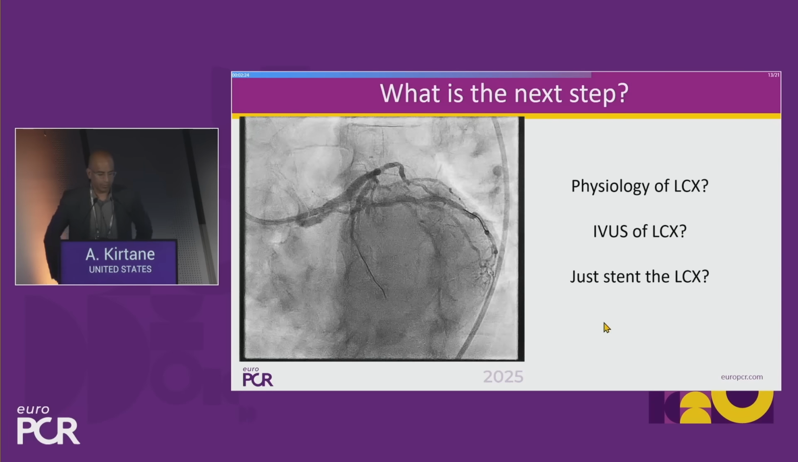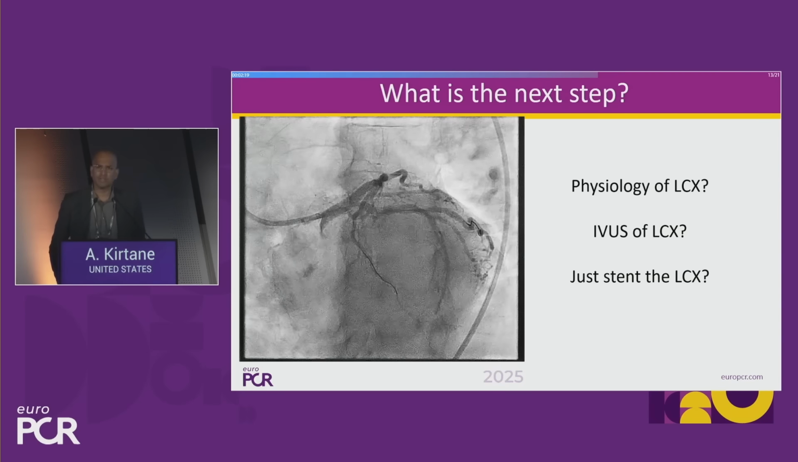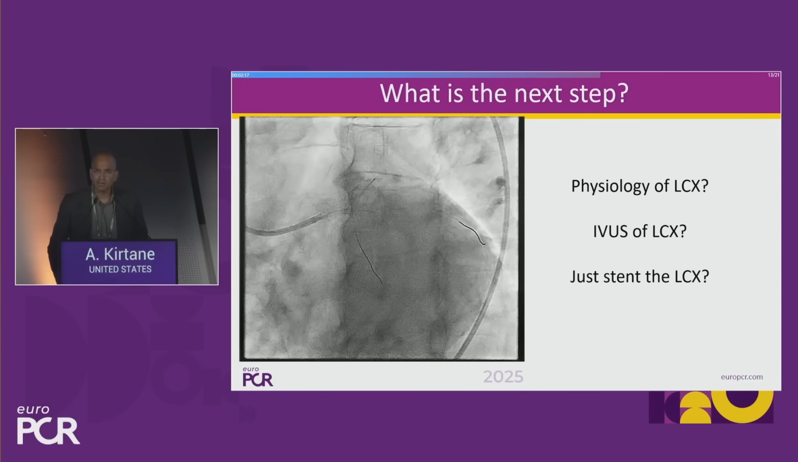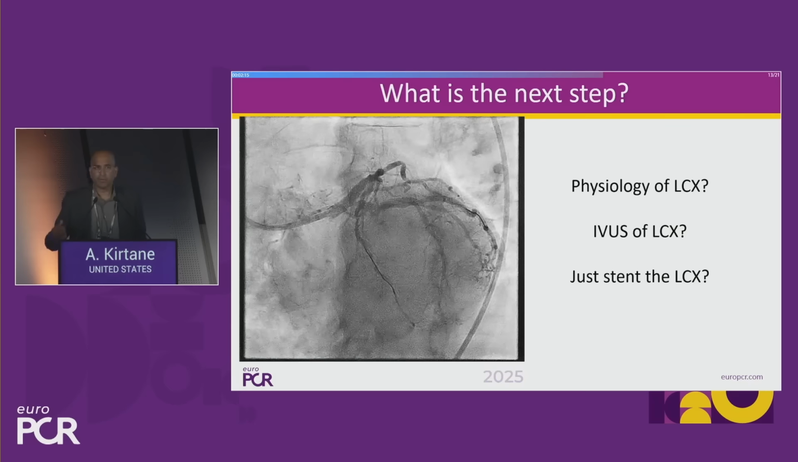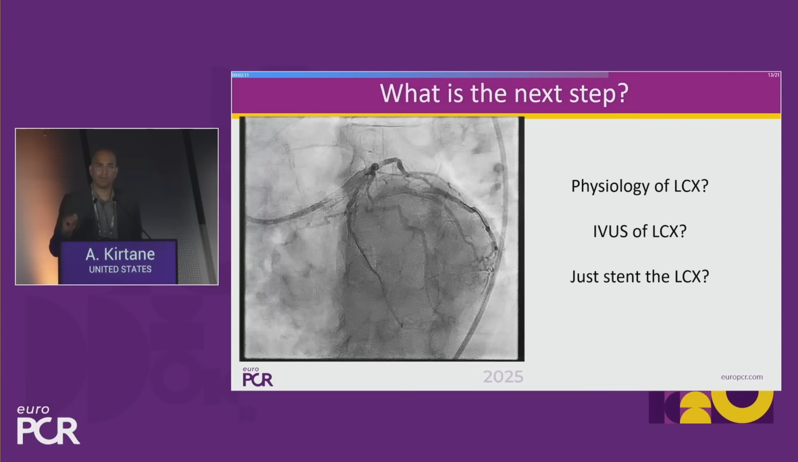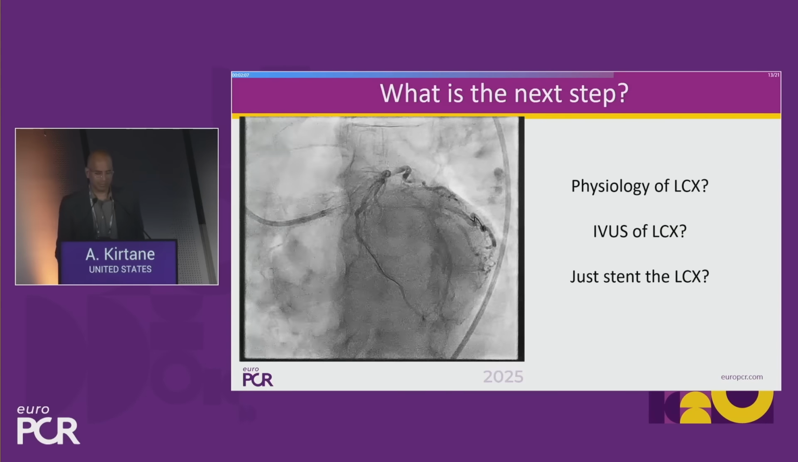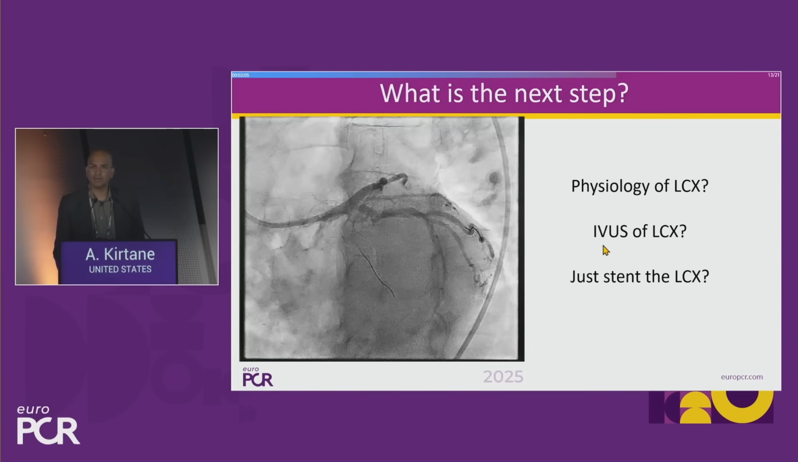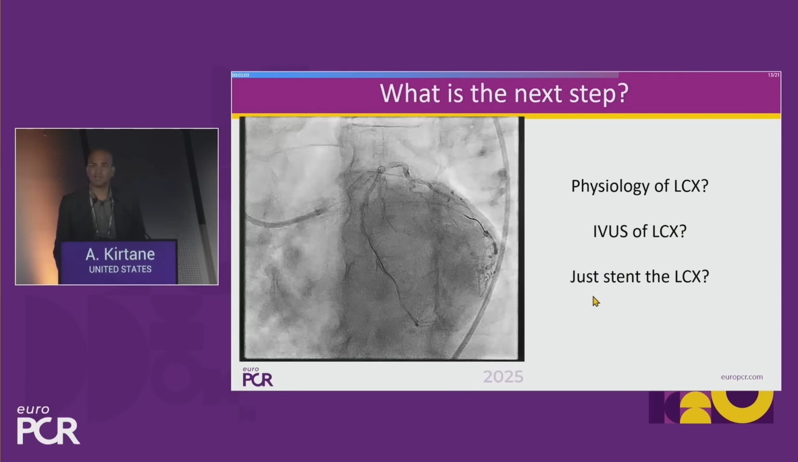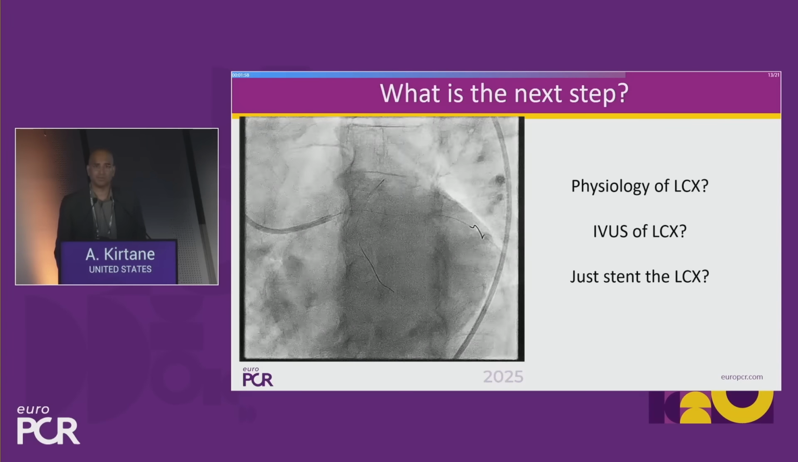So here's what the angiogram looks like. So what's the next step? Raise your hand if you want to do physiology of the circumflex again. So some votes. What if I told you you could do physiology, but you did not have to wire it? Raise your hand now. Nobody's really convinced. Okay. IVUS of the circumflex to determine what to do. How about just stent it? This thing's been bothering you the entire case. Just stent the stupid circumflex, right?